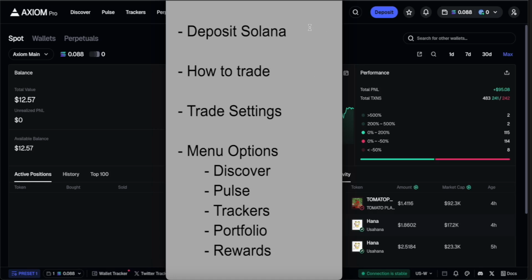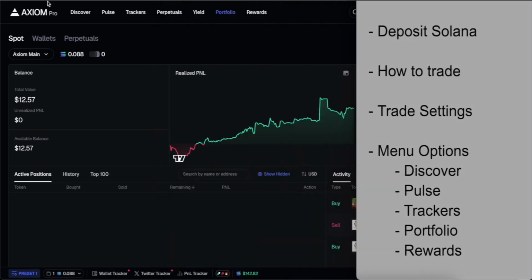Okay, so the key parts of this video are how to deposit Solana, how to trade for different meme coins, the trade settings, which are really important, and it took me a while to figure out not just how they work, but what the best ones are for different cases. And then the different menu options, which are all of these up here.